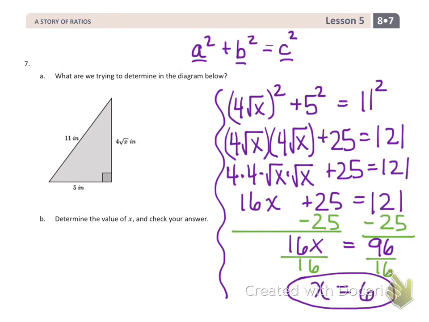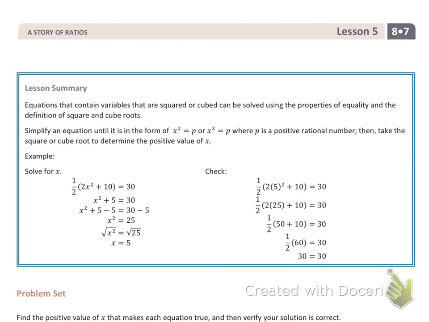All right, so this lesson is going to give you lots of practice with solving equations. That's the main thing here, really. You will have to use what you know about cube roots and square roots at some point in solving these. That's over here. This is the checking step. So you will need to solve for x by taking the square root of both sides, or taking the cube root of both sides if it's x cubed equals p.